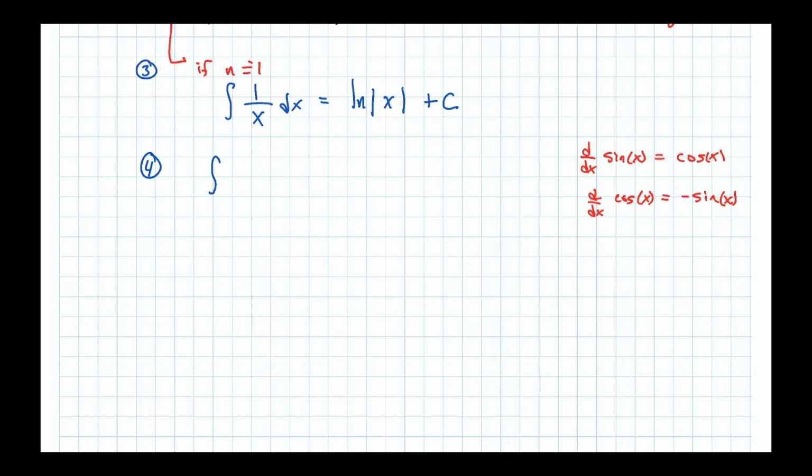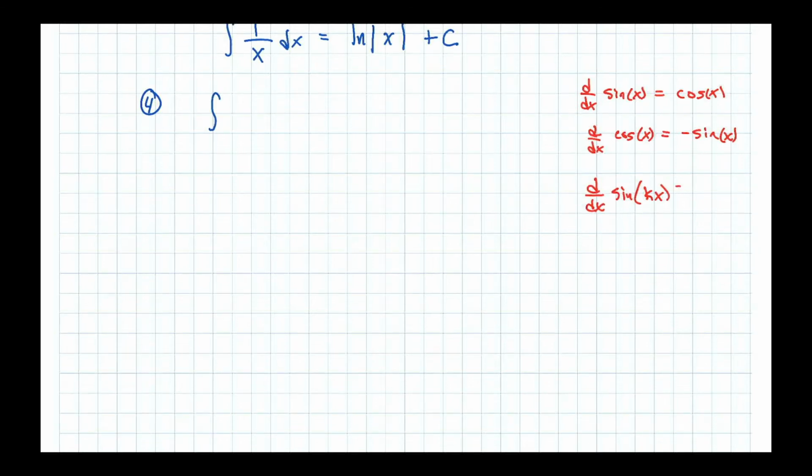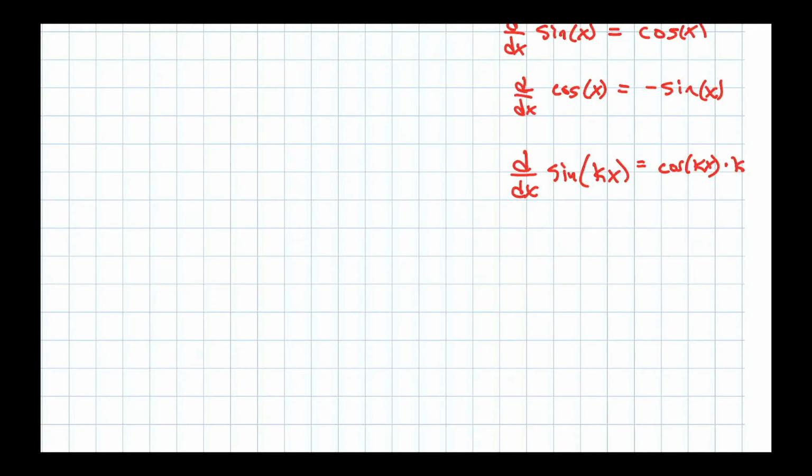Also, something that I think is a much better way to memorize this, by the way, is if you had the derivative of sine kx, where k is a constant, due to the chain rule, you would get cosine kx, and then you would have to multiply by the k for the chain rule. Right? You remember the chain rule, don't you? Not too long ago.